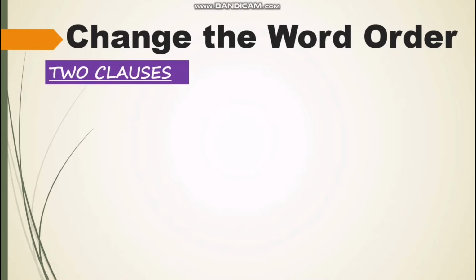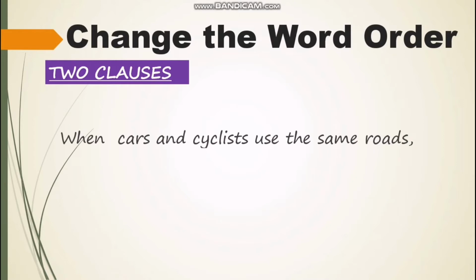The second method is to change the word order. Before anything else, let's classify some sentences into having two clauses and sentences with prepositional phrases. Let's start with the former, sentences with two clauses. The sample sentence task is, when cars and cyclists use the same roads, there are often problems.